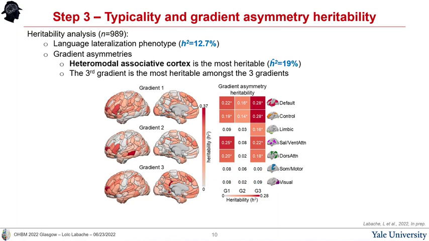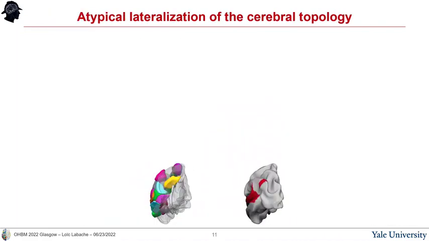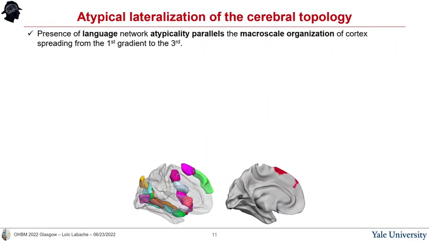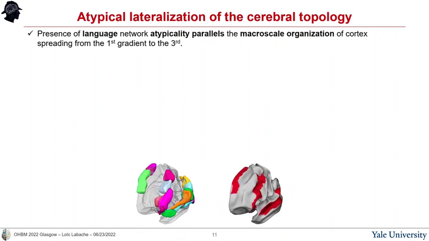And once again, the third gradient is the one that shows the most heritability, like before with the typicality effect. So from that, we can conclude that both language lateralization and gradient asymmetries are, at least in part, driven by some genetic factors.